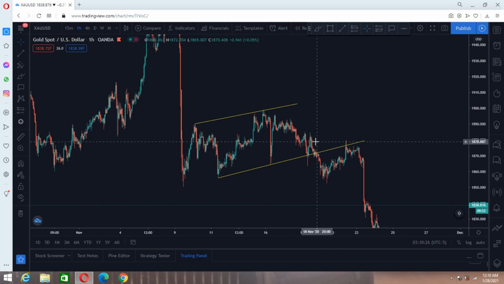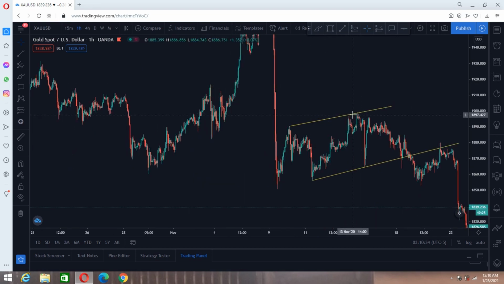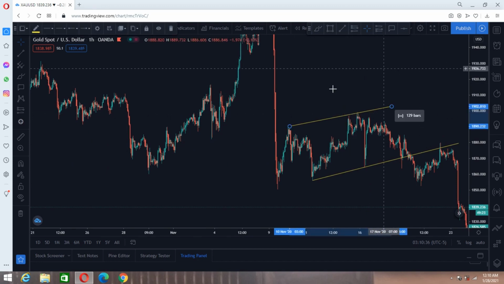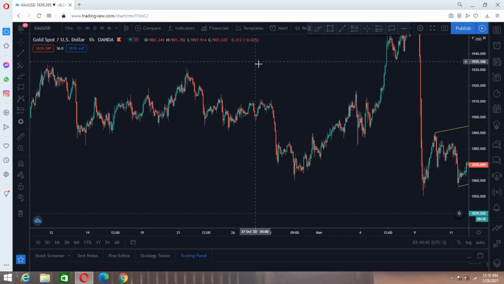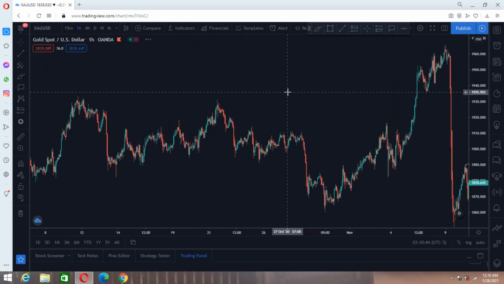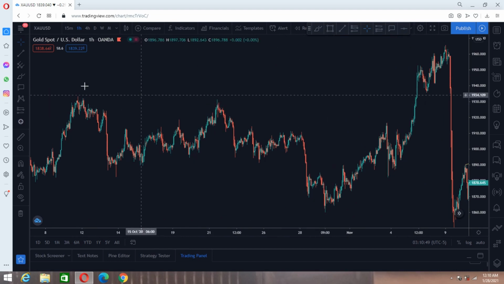I'll just show you more of the entries that I'm telling you about, so you can get to learn them or get to know them. There are many structures here. Also, this one here is a reversal pattern to the downside.